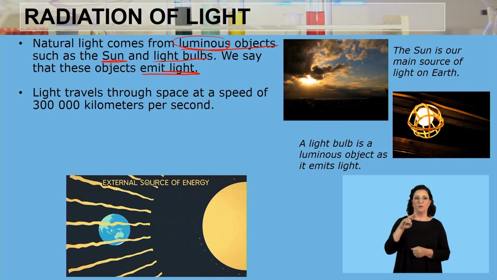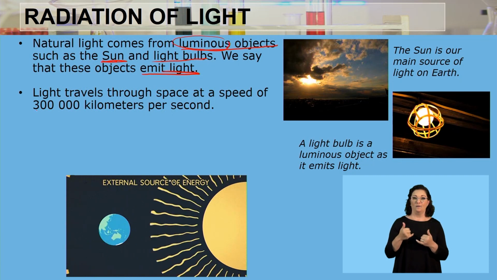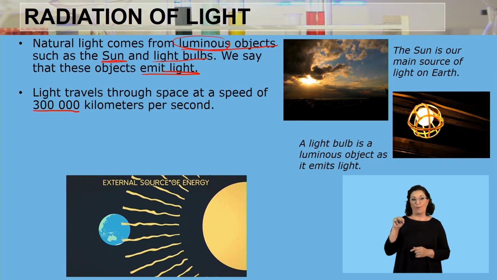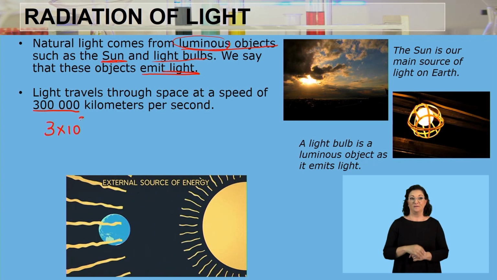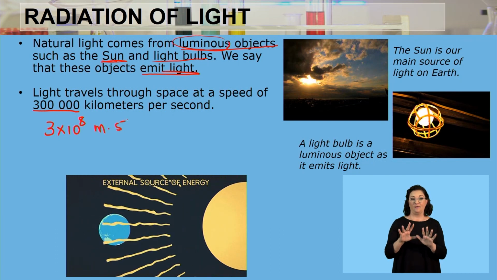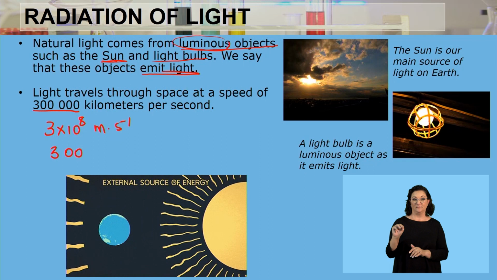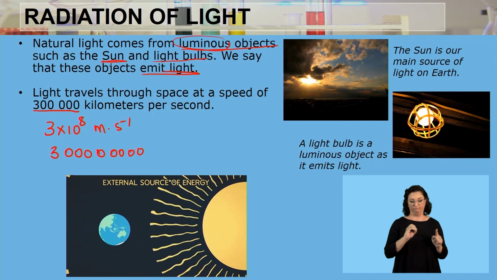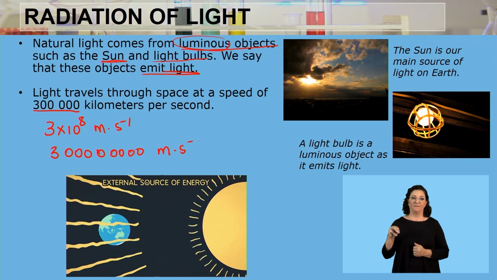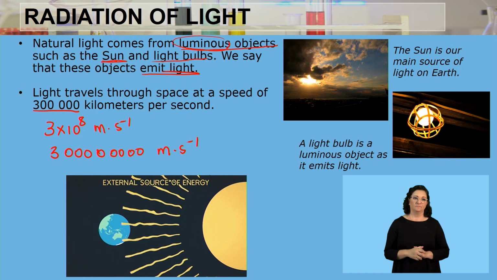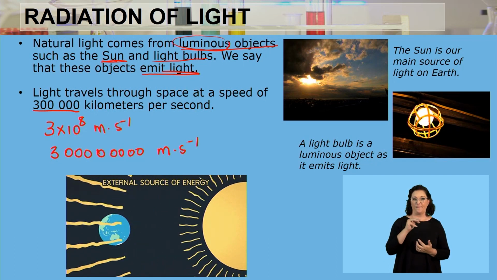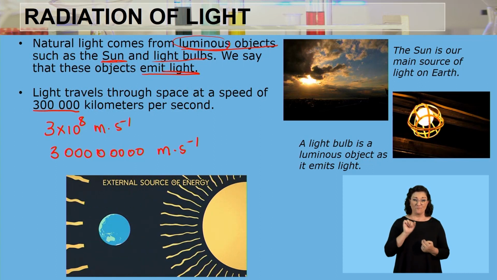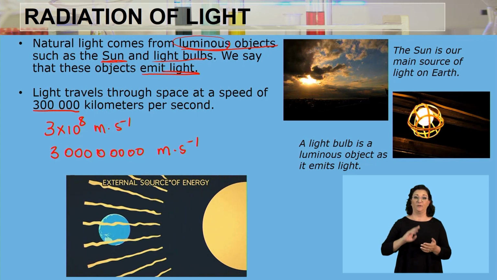We also need to know that light travels through space at a speed of 300,000 kilometers per second. In terms of meters, this is 3 times 10 to the power 8 meters per second, which is 3 and 8 zeros. In terms of kilometers, it is that; in terms of meters, it is this. That is a very, very expensive speed. If you were to travel at this particular speed, you'd be fined heavily.